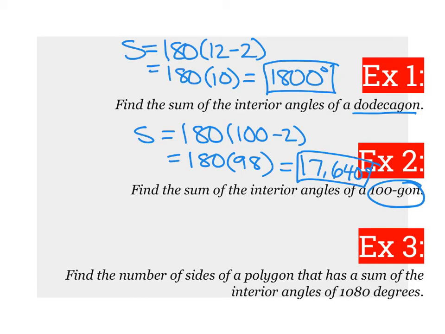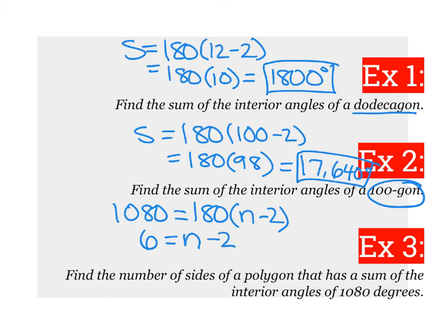All right, on this last one, we want to know the number of sides if the sum is 1080. So this time, sum is 1080. That has to equal 180 times n minus 2. At this point, I'm just doing algebra. So I can do 1080 divided by 180, and I get 6. If 6 is n minus 2, then n must be 8.